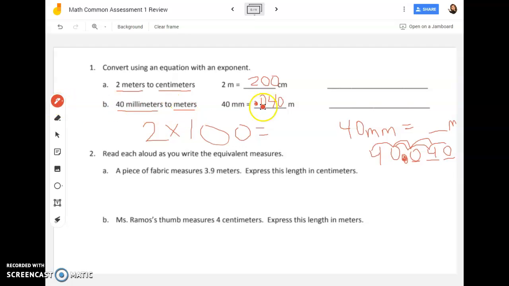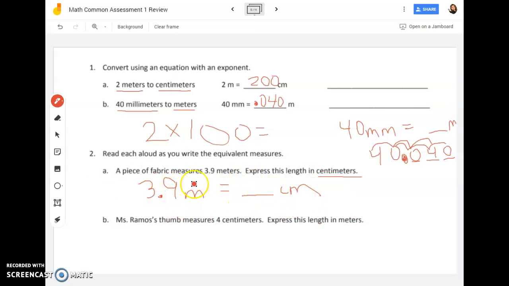So it's going to take a lot of millimeters to give us 4 meters. All right. Now they want us to take this and express it. They're giving it to us in meters, and they want us to put it in centimeters. So a piece of fabric measures 3.9 meters. Meter is the larger measurement, so we're going to take it down to the smaller measurement, which is centimeters. And if you remember earlier, I told you centa is 100, so there are 100 centimeters in each meter.